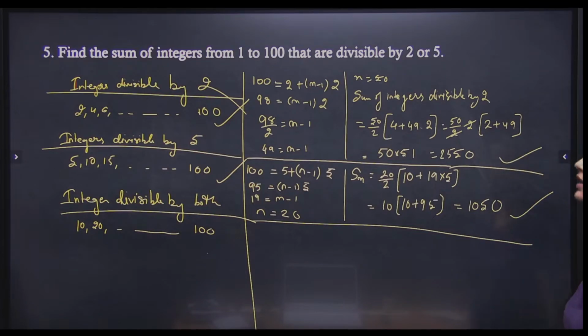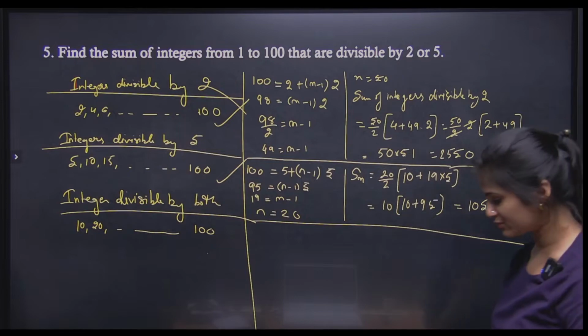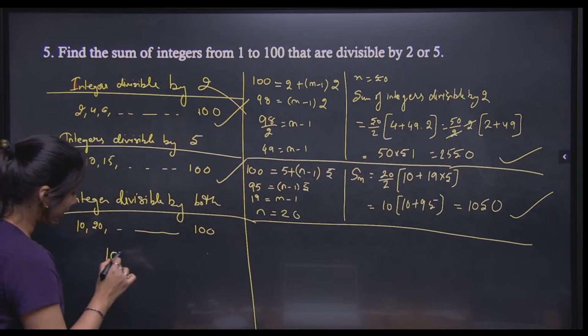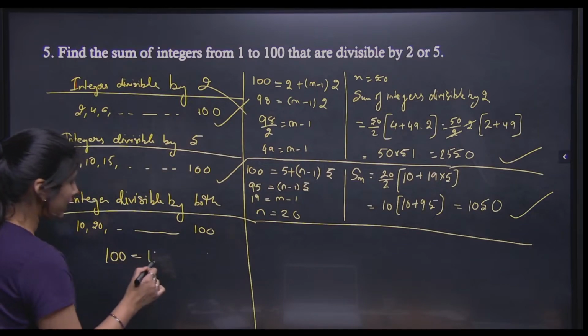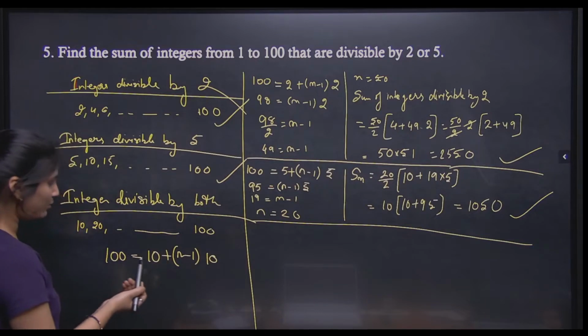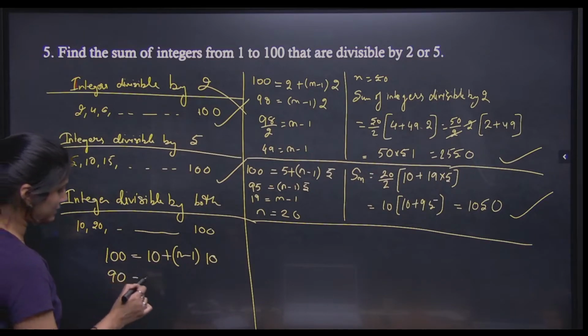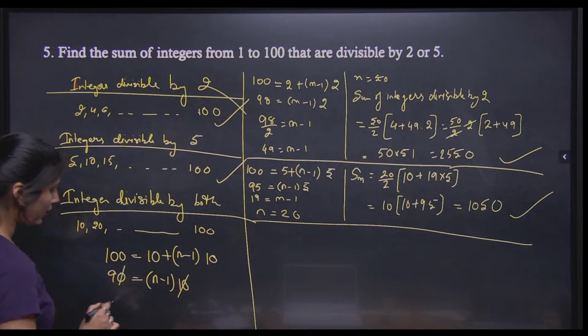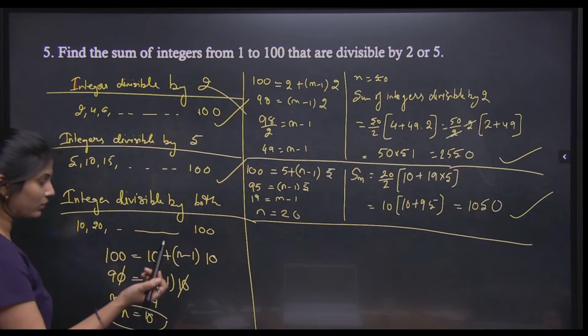Now what we have to find? We have to find integers divisible by both. Again we have to find the value of n. So nth term is equal to a plus n minus 1 d. 100 minus 10 is 90. 90 is equal to n minus 1 d. Okay. So n minus 1 is equal to 9. So n is equal to 10.